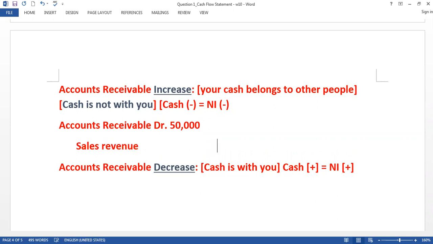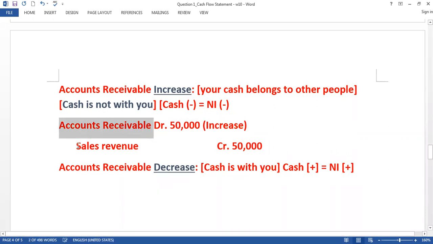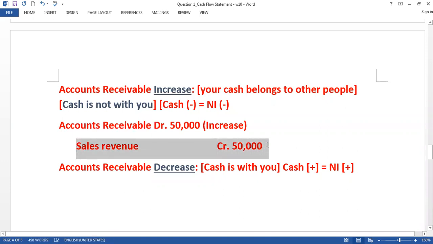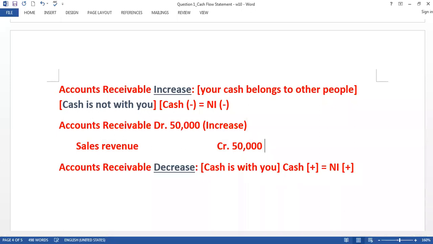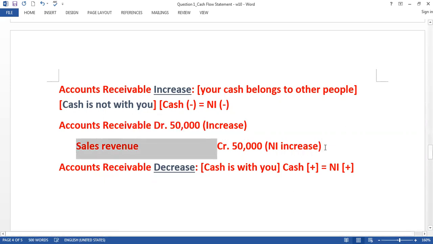Sales revenue credit $50,000. So look at these two. Here accounts receivable increase. Accounts receivable increase means you sell your product, right? When you record the sale according to the accrual basis, net income increases, right? According to accrual basis, you record sales revenue, so net income increases.